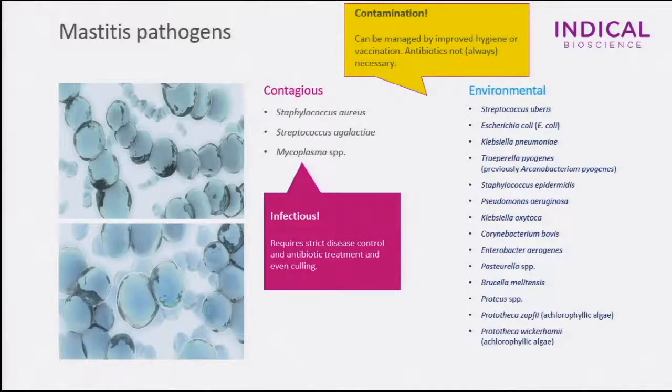These causes of mastitis are grouped in two major groups: the contagious, with mostly Staph aureus, Strep agalactiae, mycoplasma, and here most of all M. bovis. Those are considered infectious, which means it requires strict disease control and antibiotic treatment, and in some cases even culling, while those environmental causes, with this long list here, are rather contamination than infection, and they can be managed by improved hygiene and vaccination, and antibiotics are not always necessary, and I think this is of importance in times when we are obliged to reduce the amount of antibiotics we administer.